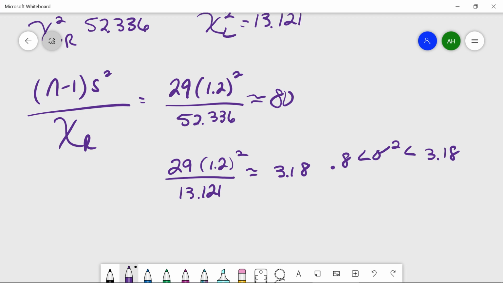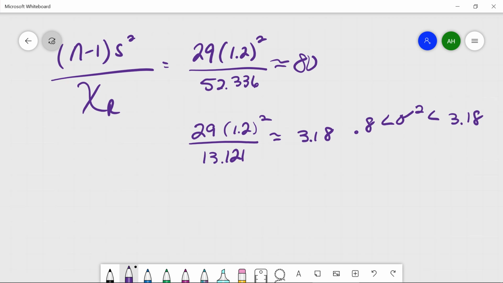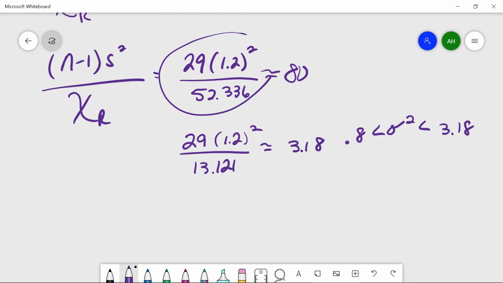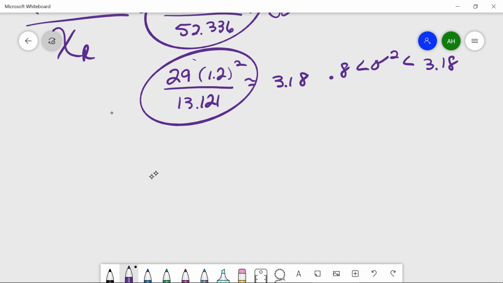So now let's look at the confidence interval for the standard deviation. If you look, I'm just taking the square root of that and the square root of this right here. So when I take the square root of each of those, I'm going to get 0.89 and 1.78.